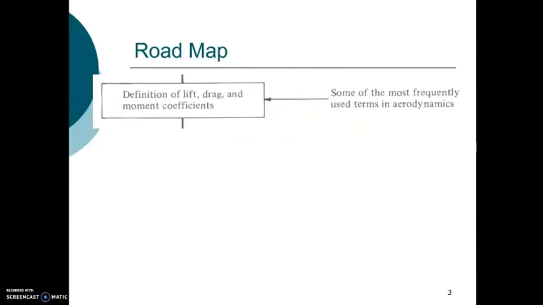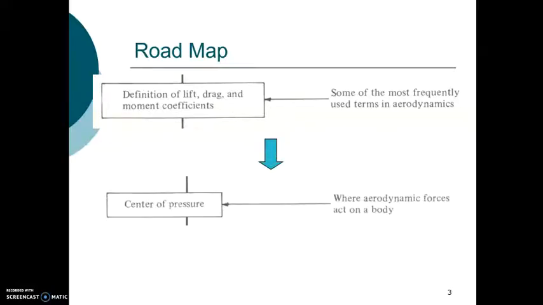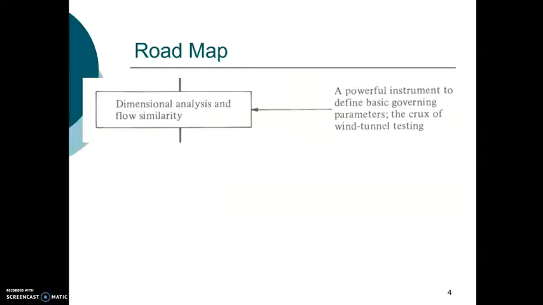And this is just a way to start looking at practical applications of aerodynamics. And then we proceed to the definition of lift, drag, and moment coefficients, which are some of the most frequently used terms in aerodynamics. And then we also proceed to defining what the center of pressure is, and the center of pressure is where the aerodynamic forces act on the body. And then we proceed to looking at dimensional analysis and flow similarity. These are very powerful tools to define governing parameters in aerodynamics, and these are the basis on which wind tunnel testing lies.